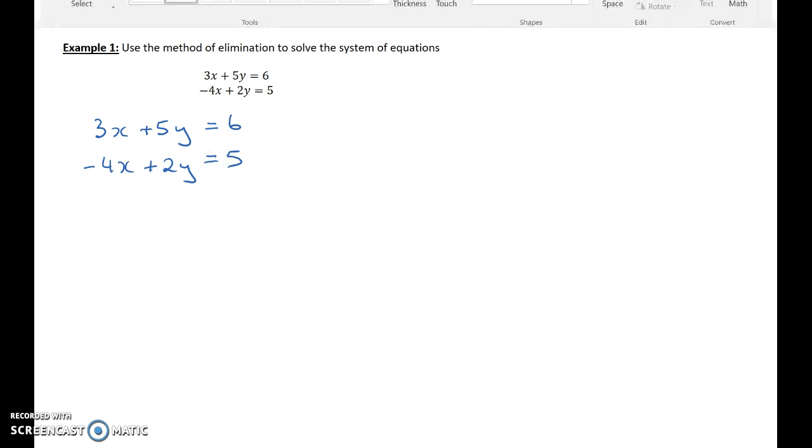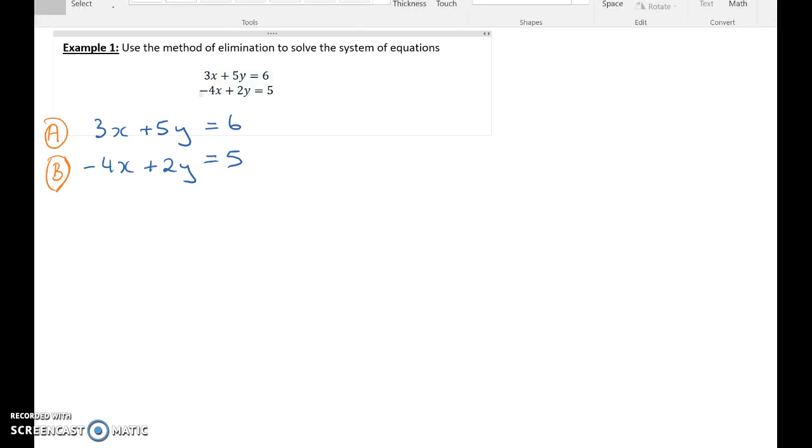Hello, so here's our example on the method of elimination. We are going to have two equations, 3x plus 5y equals 6 and negative 4x plus 2y equals 5. If you follow the steps outlined in the notes on this section, the first thing to do is to label the equations as A and B. That was step one.